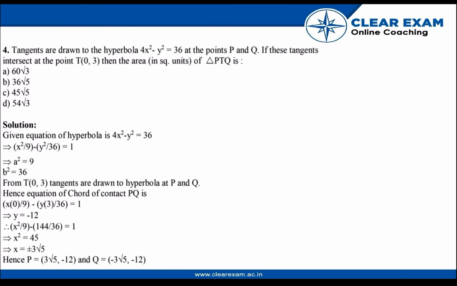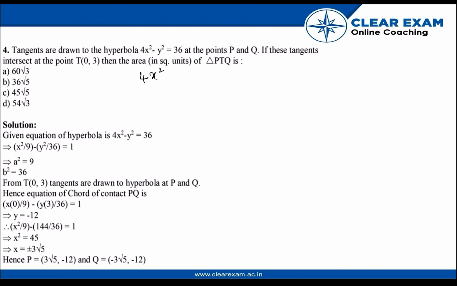Hello guys, today we are going to try to solve this coordinate geometry question. Tangents are drawn to the hyperbola 4x square minus y square equals 36 at the points P and Q. If these tangents intersect at a point T(0, 3), then the area of PTQ is... So we have to find the area of the triangle made by the tangents and the hyperbola, whose equation we have been given.